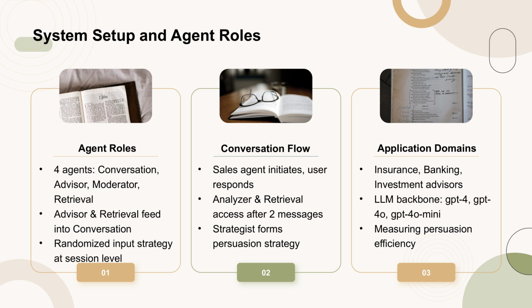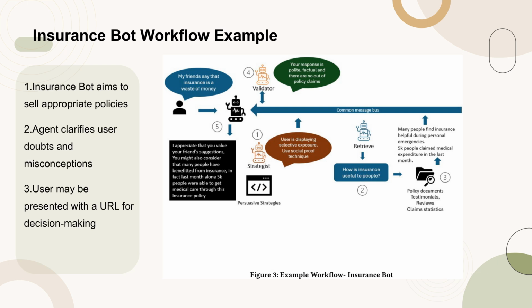The system has been deployed for insurance, banking, and investment advisors, each utilizing different LLM models, GPT-4, GPT-4o, GPT-4o Mini, as their backbone. The aim is to measure the efficiency of persuasion in these domains. Figure 3 illustrates the workflow of an insurance bot designed to sell the right insurance policy to users. The agent is tasked with clarifying any doubts, misconceptions, or concerns the user may have.